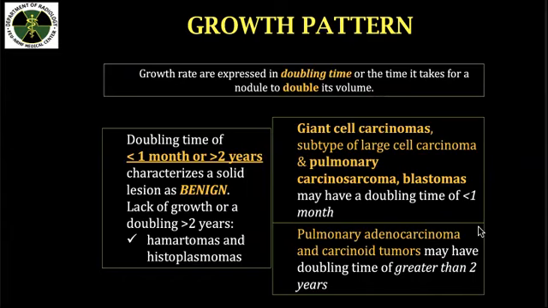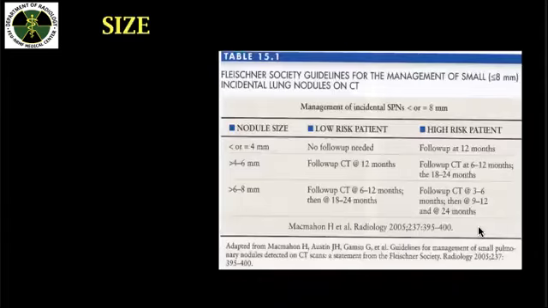So for lack of growth or a doubling time of greater than 2 years, you can consider the following differentials: your hamartoma or your histoplasmomas. Giant cell carcinoma, a subtype of your large cell carcinoma, or your pulmonary carcinosarcoma, blastomas, may have a doubling time of less than 1 month. The pulmonary adenocarcinoma or carcinoid tumor may have a doubling time of greater than 2 years. The size is also distinguished as part of your lung nodule or lung parenchyma.